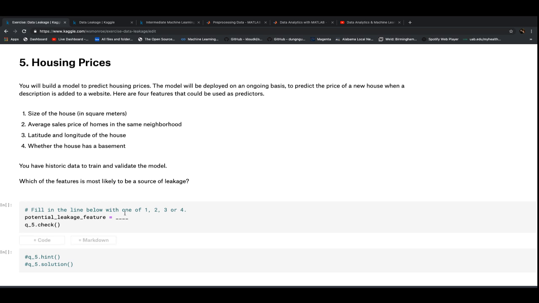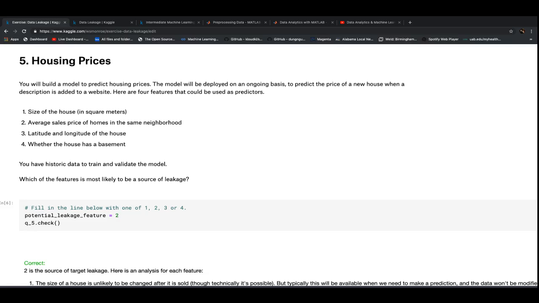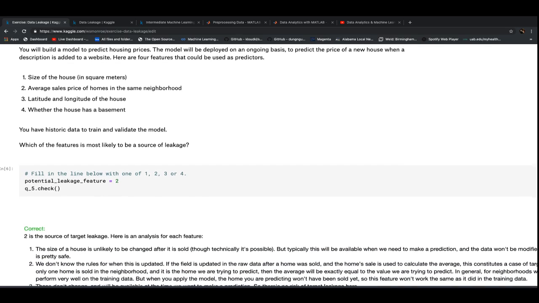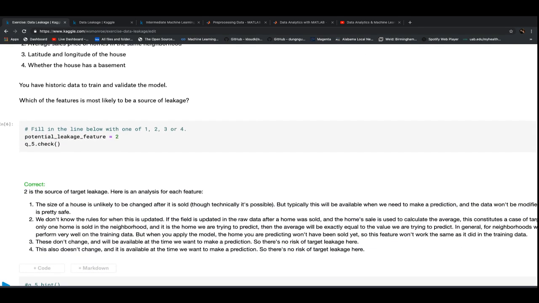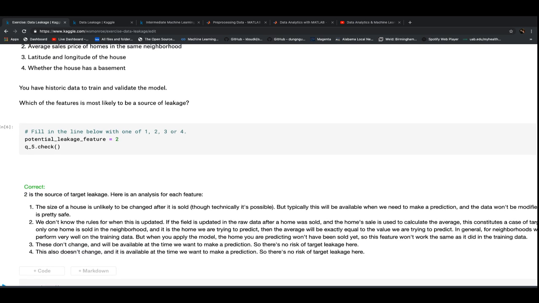But I don't know. So what are we going to go with? Fill in the line below with one of 1, 2, 3, or 4. Let's go with the one that was Ravi's gut first. Okay. So 2 is the source of target leakage. Here is the analysis for each feature. All right, so Ravi was right. I was being a little bit overly cautious, perhaps.